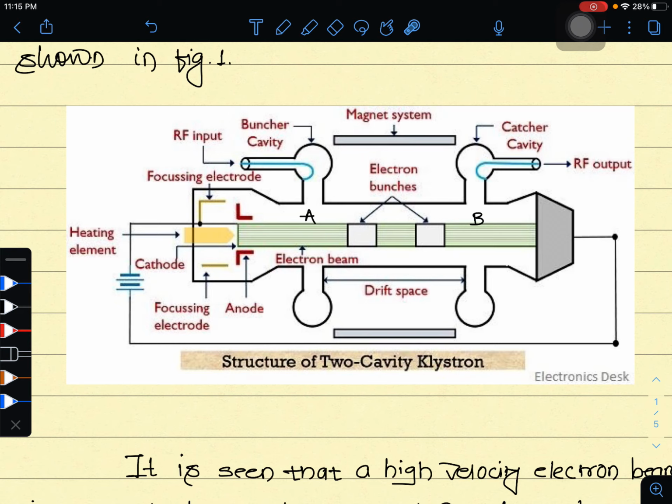Now the separation between the buncher grid and catcher grid is called the drift space. It is one of the important points. The separation between the buncher cavity and catcher cavity is known as the drift space.